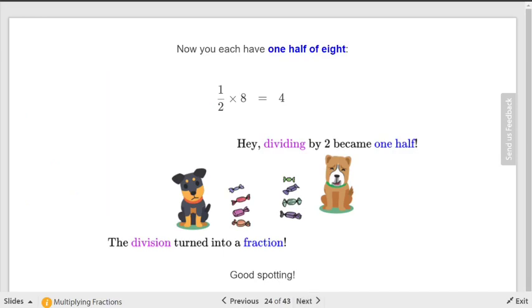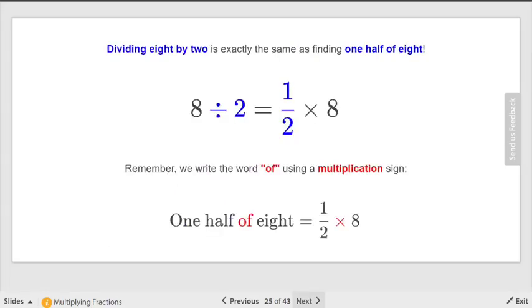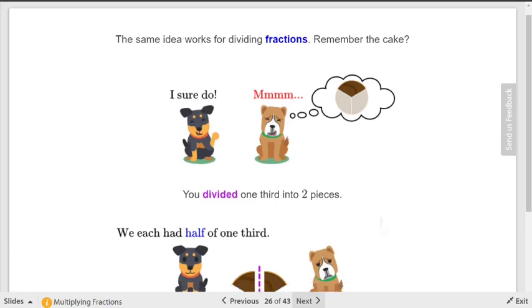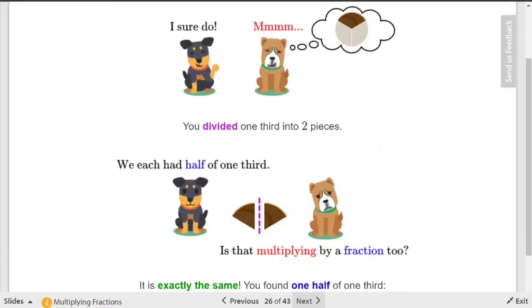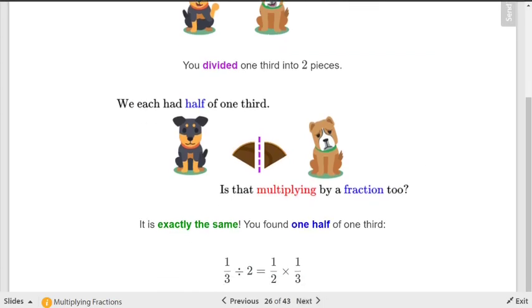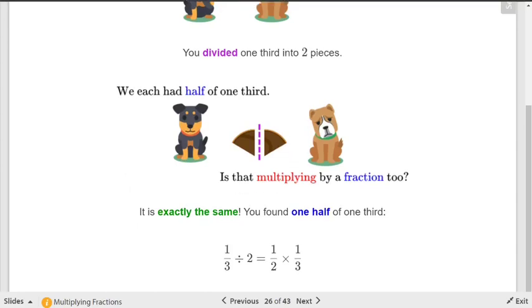Okay. All right. So let's look at... So just as I said, the word of always indicates multiplication. So if you take half of a number, that means you're multiplying. But because it's a fraction, we actually end up dividing it. So the same idea works when you're dividing fractions or taking pieces of fractions. You divided that 1/3 into two equal pieces, right? Okay. So 1/3 divided into 2 pieces is the same as saying half of 1/3.